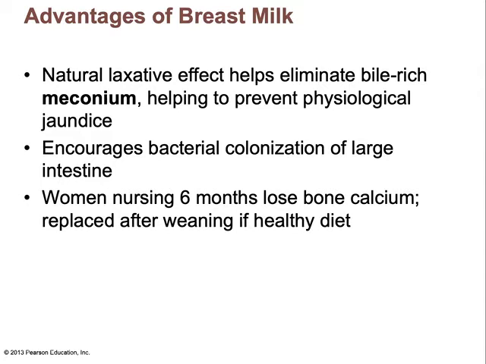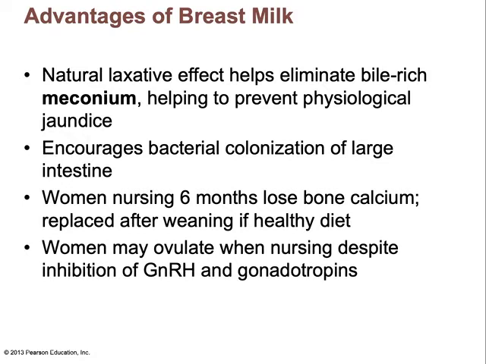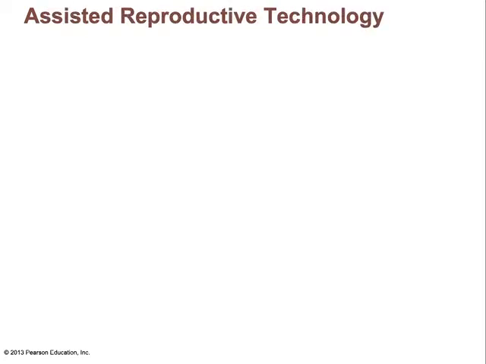Women nursing half a year lose bone calcium, and it's replaced after weaning if she's on a healthy diet. Women can ovulate when nursing despite the inhibition of gonadotropin releasing hormone and the gonadotropins, although it's less likely.